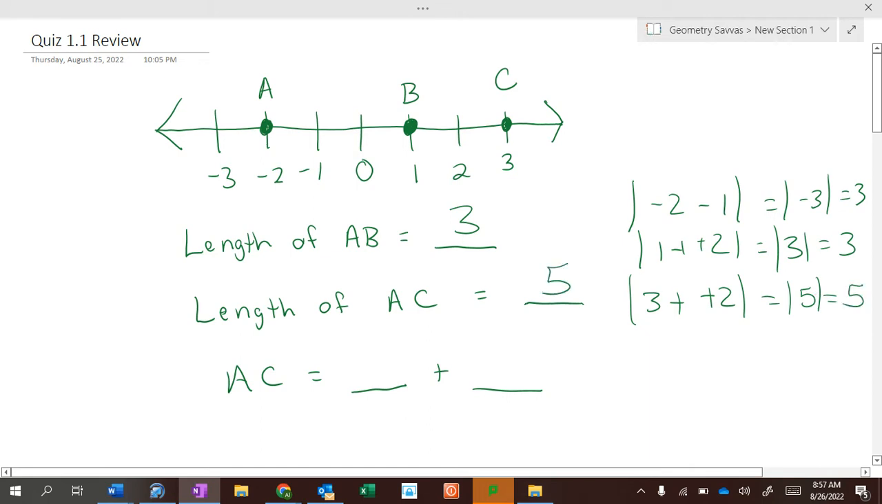Okay. Now, the next one, I want the segment addition postulate. So what two segments add up to be AC? Segment what and segment what? Segment AC equals segment AB plus segment BC.